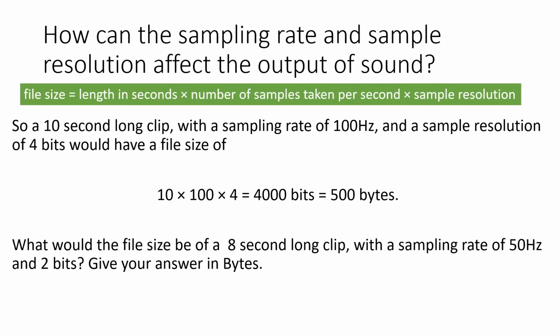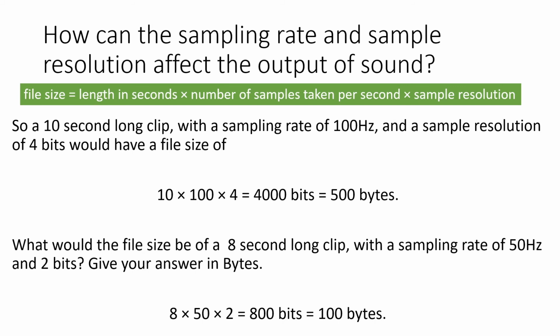Here's one for you. Pause it, work it out. 8 seconds long, multiplied by 50 samples that second, multiplied by 2, will get you your answer in bits, then divide it by 8 to get your answer in bytes, and there's your answer right there.